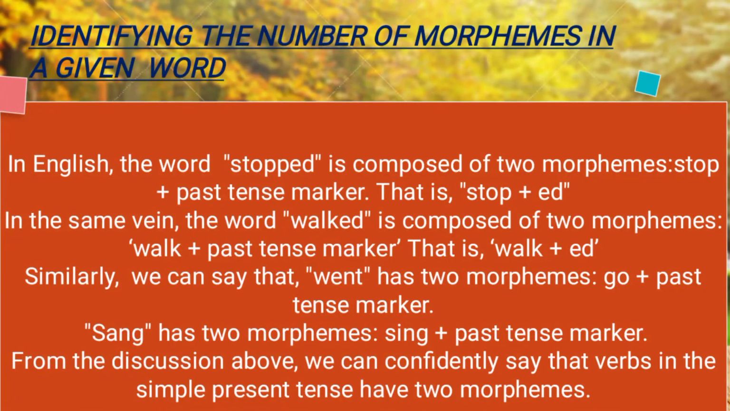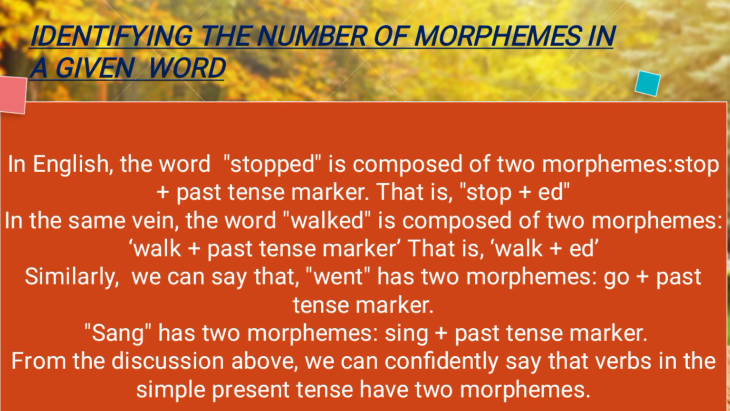Identify the number of morphemes in a given word. In English, the word stopped is composed of 2 morphemes: stop plus the past tense marker, that is stop plus ed. In the same vein, the word walked is composed of 2 morphemes: walk plus the past tense marker, that is walk plus ed. Similarly, we can say that went has 2 morphemes: go plus the past tense marker. Sang has two morphemes: sing plus the past tense marker.